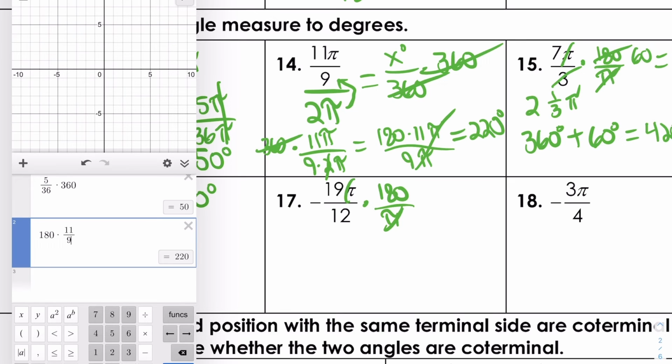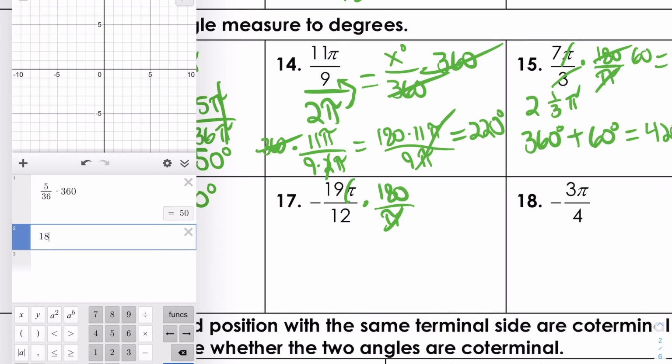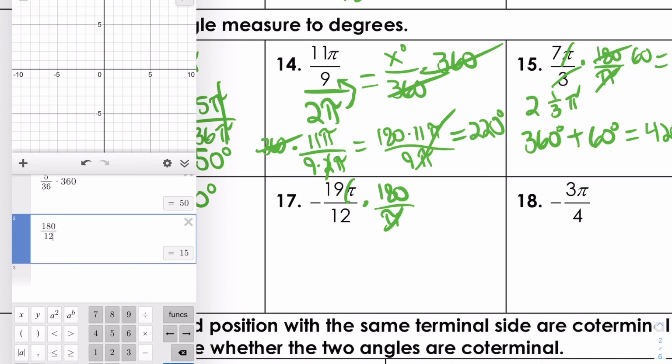Let me use Desmos. Good thing we checked. At least it ended with a 5, though. Times 19 to get 285. There is a negative sign, so the answer will be negative 285 degrees.